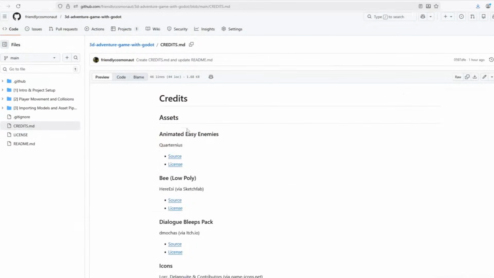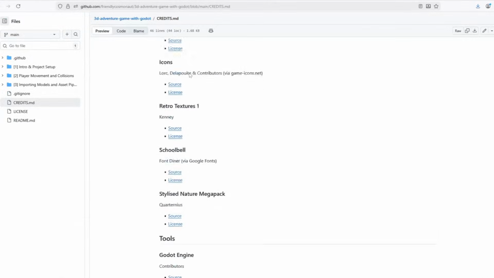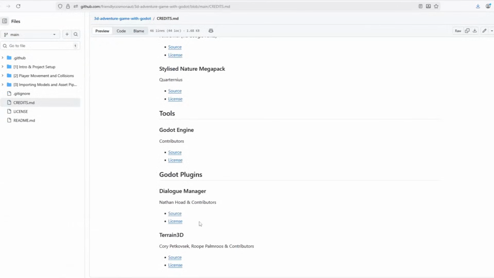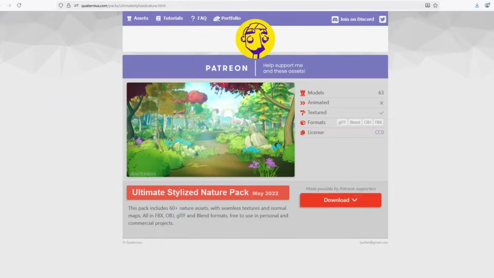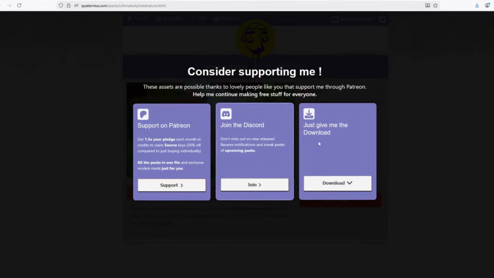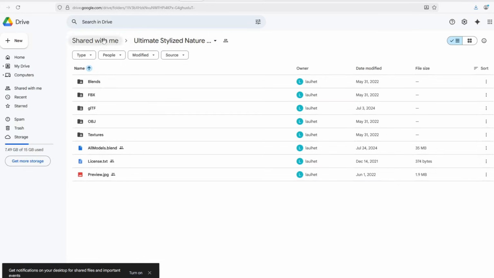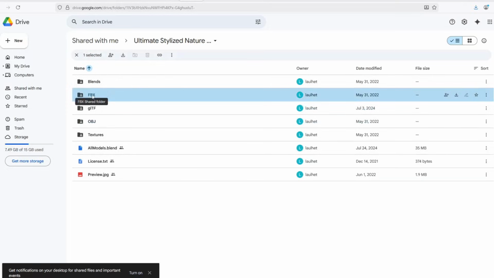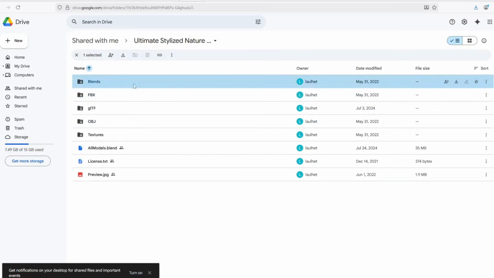Okay, so hopefully that gives you a nice overview of licenses and what we are and are not allowed to use. Let's move on and actually get some assets in our project. All right, so let's go ahead and download this stylized nature pack from Quaternius. So download. This is actually linking to a Google Drive and it's giving us a bunch of options. Right here, we've got objects, glTF, FBX, and blend files. These are actually Blender files.